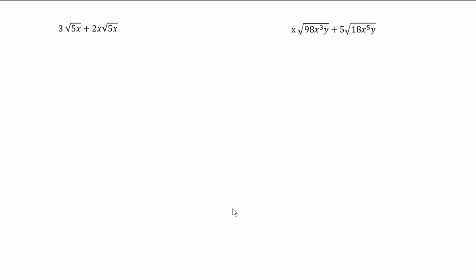All right, again, in this next one, you have some like terms. You have 3 square root of 5x, and you have 2x square root of 5x. So you can think of it as factoring out the square root of 5x, and that would be the square root of 5x times 3 of them plus 2x of them. And the one on the right, you have what looks like not like terms, but actually they end up being like terms. This can be simplified a whole lot.